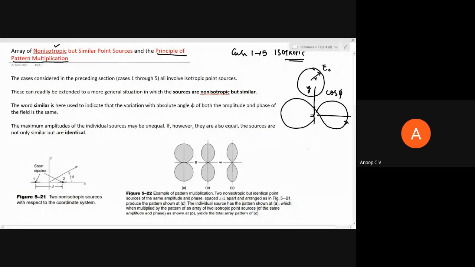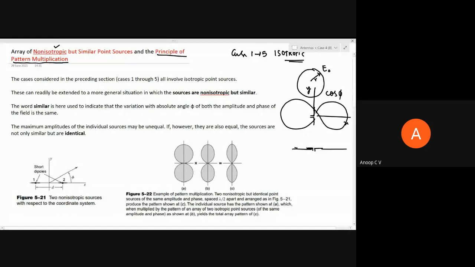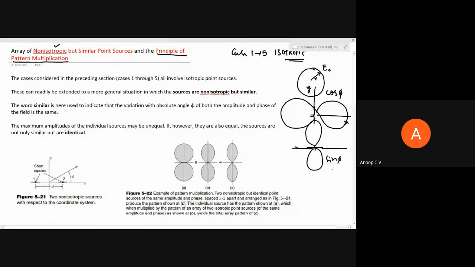And if you keep the same dipole horizontally, along the x-axis like this, it will be a sin phi pattern. So this is non-isotropic. Non-isotropic means directional, right? So if instead of an isotropic source you replace it with a non-isotropic source, what will be the resultant field? That is the question.